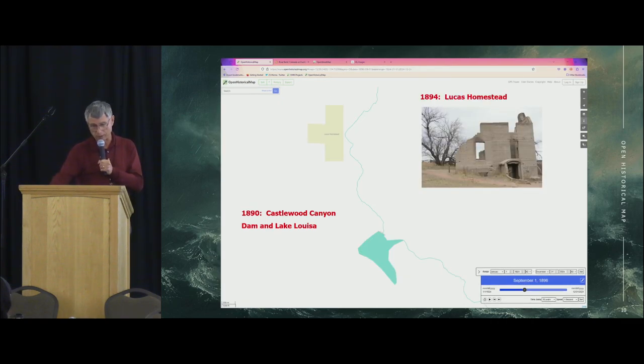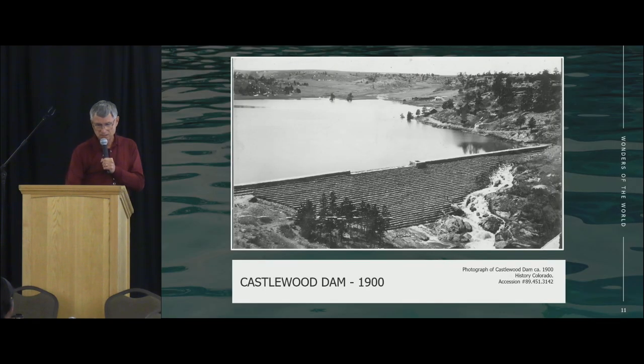And this is probably a more detailed, closer look at it. The Lucas Homestead up to the north is about a mile and a half north of the dam site. And there's a picture of Castlewood Dam, which was taken in 1900. Behind Castlewood Dam is Lake Louisa. And Lake Louisa got its name after a local rancher who cooked hot meals for the dam construction crew.